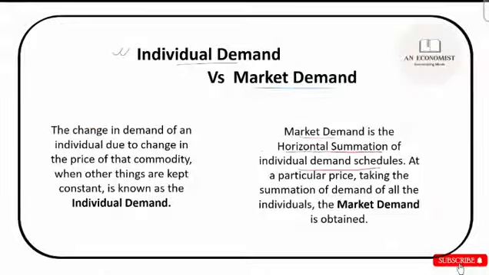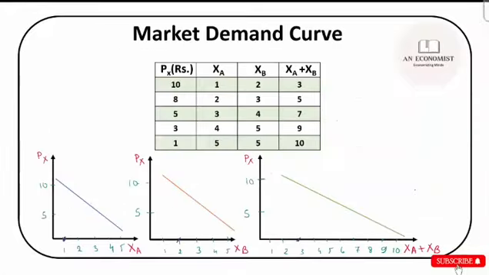The change in the demand of an individual due to change in the price is called the individual demand, keeping other things constant, ceteris paribus. But if you take the horizontal summation of those individual demand schedules, you will get something called the market demand curve, and that is what we are going to derive here. Let us look at this table.